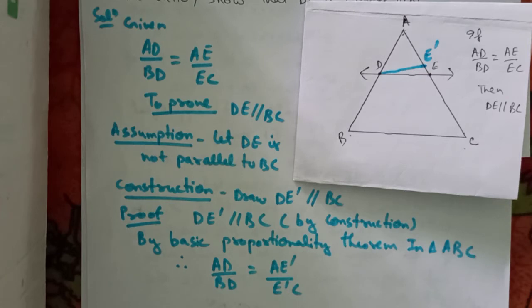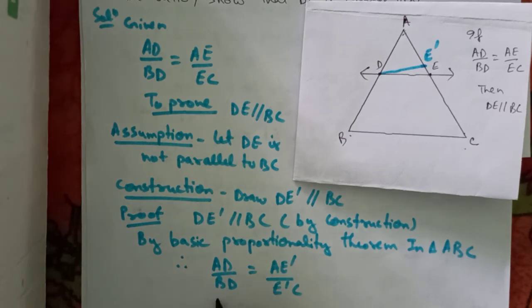So here in triangle ABC, DE dash is a line which is parallel to BC and it is intersecting the other two sides AB and AC at D and E dash. So it will be divided in the same ratio, that is AD upon BD will be equal to AE dash upon E dash C. Okay, so by basic proportionality theorem.